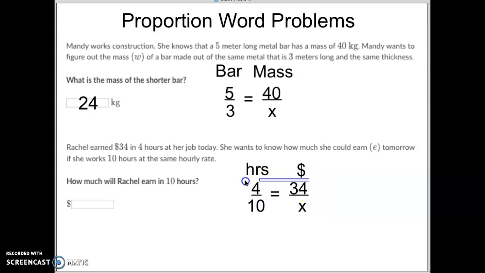Well, 34 divided by 4 is 8.5. 8.5 times 10 is, that's right, $85. It's that easy, guys. Should not take you long. This video, less than 1.5 minutes.